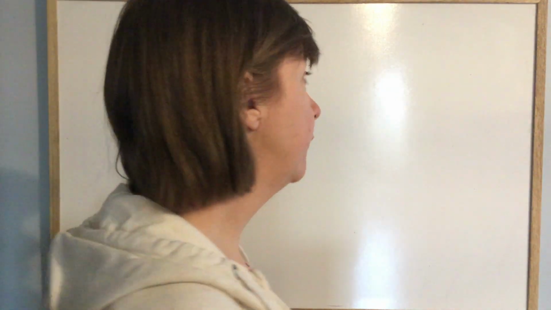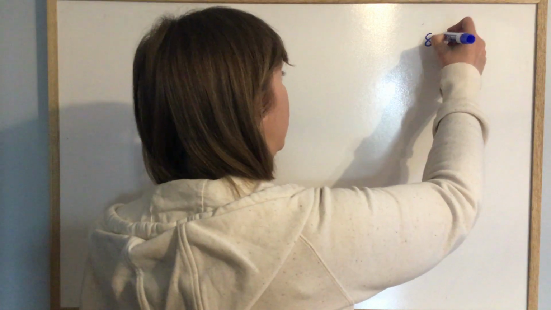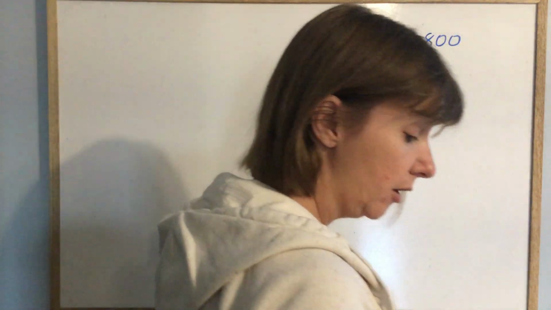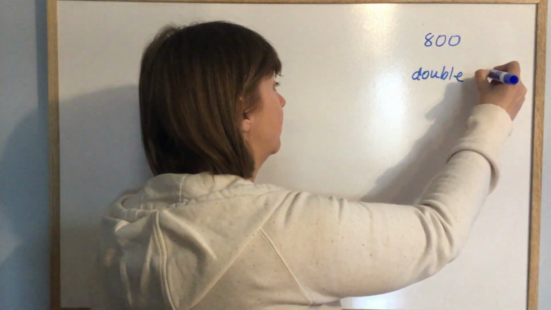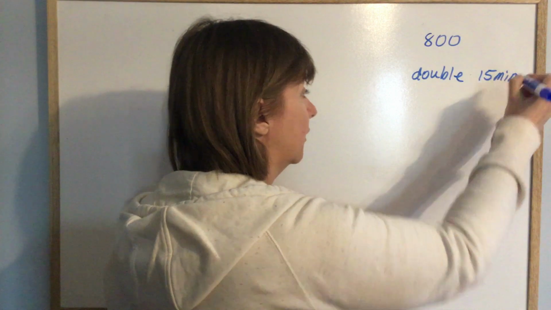So example 1, page 471. A population of 800 E. coli bacteria doubles every 15 minutes. So you have 800 E. coli bacteria to start with, and it's going to double in 15 minutes. That sounds terrifying.